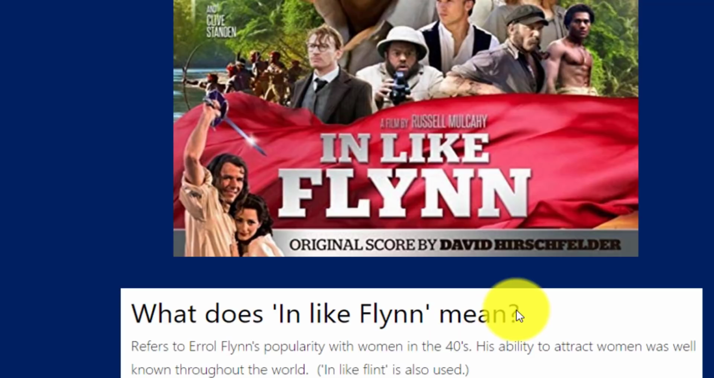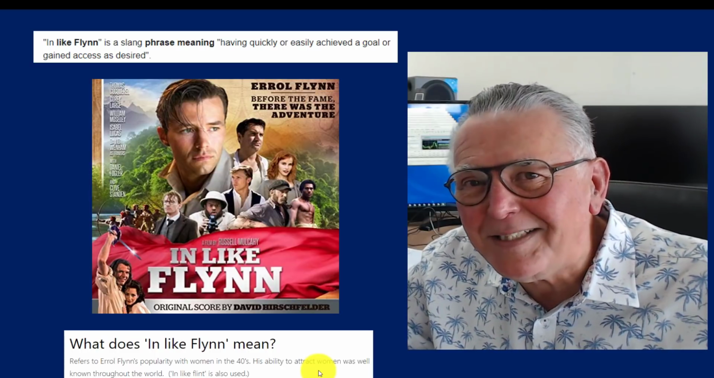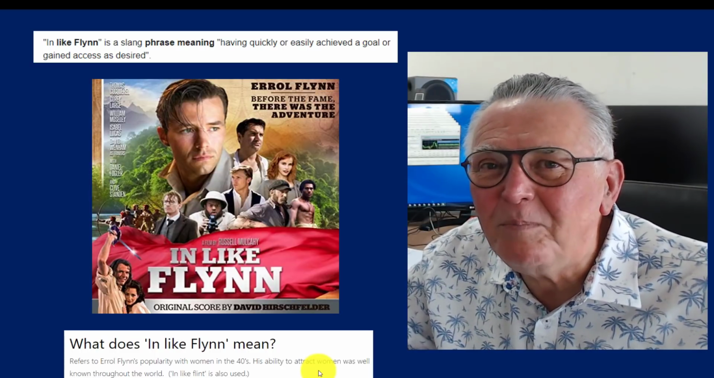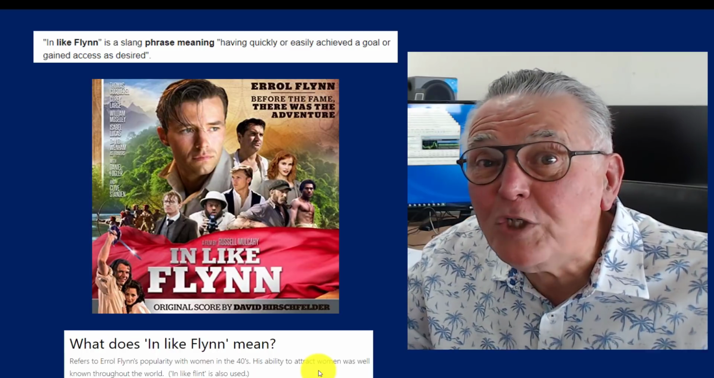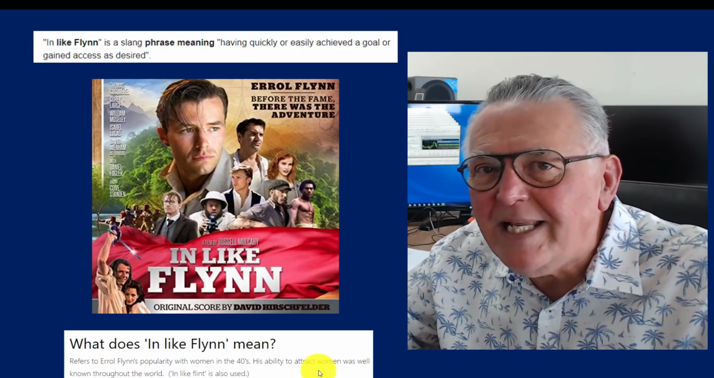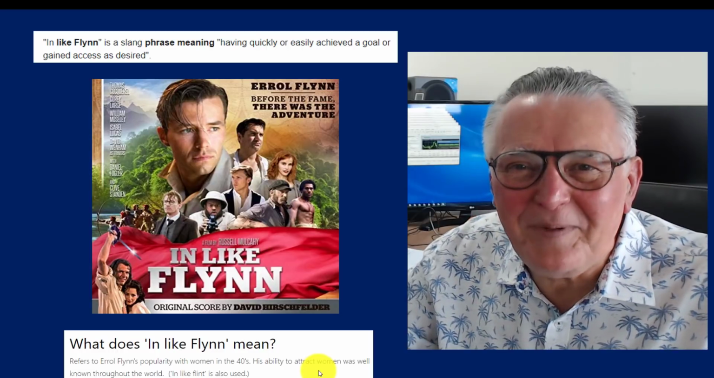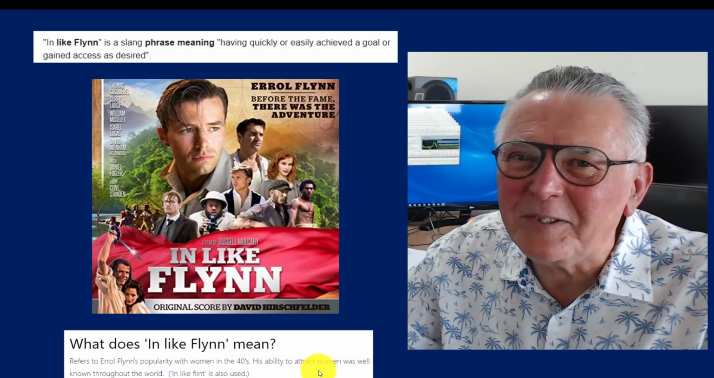Here's another explanation of the meaning, which is most probably the more correct one. It refers to Errol Flynn's popularity with women in the 40s. Oh, there we go. And his ability to attract women was well known throughout the world. So if you've got a grandfather or grandmother, go and ask them all about Errol Flynn, and they'll tell you why he was so popular. He was a role model for most men. Most men wanted to be adventurers. They wanted to be film stars. They wanted to be celebrities. And they wanted to be popular with the ladies, and he had it all. Interestingly enough, he was also an Aussie, so another Aussie makes it good in Hollywood.